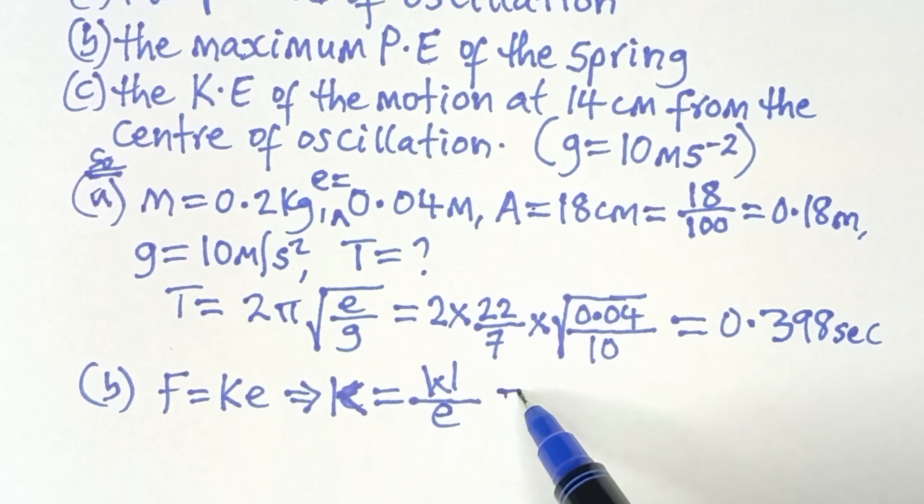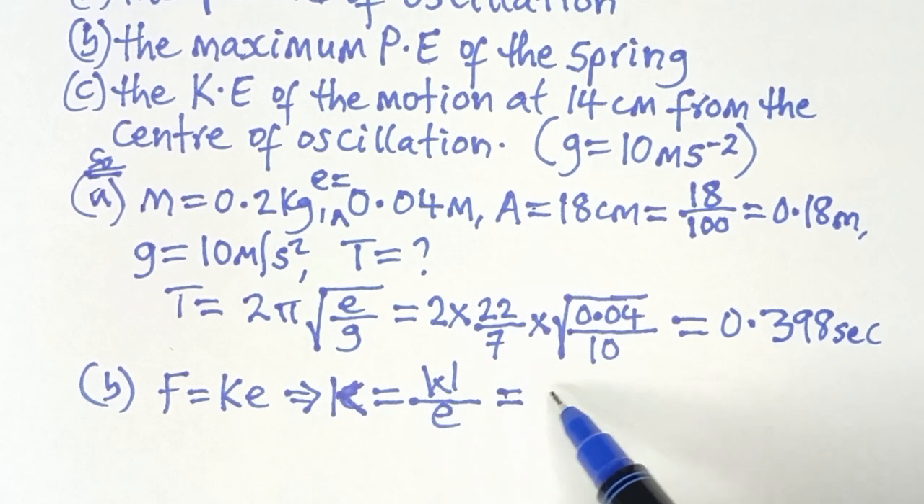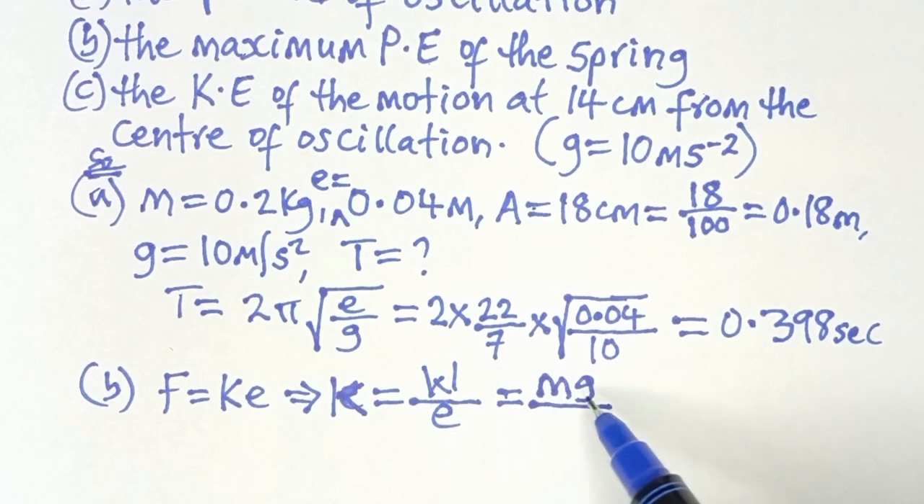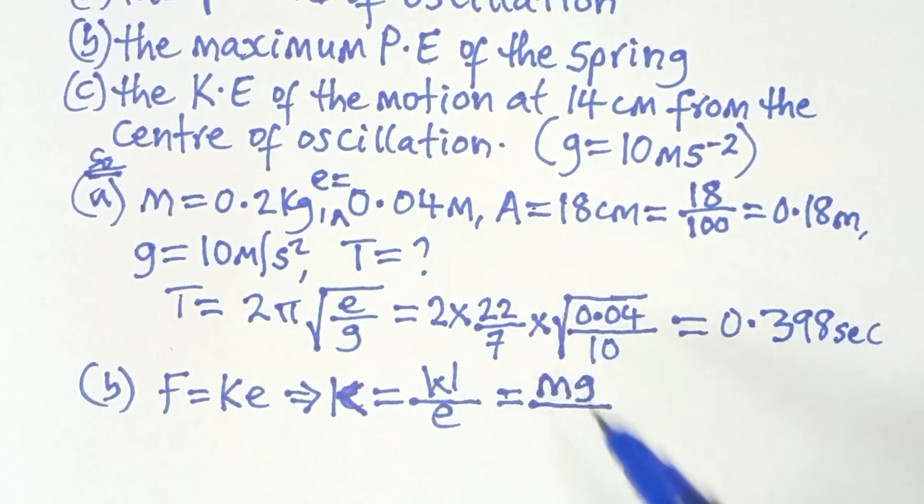So now, let's go on. The value of the weight is mg. Don't forget, the weight of a body is the mass times acceleration due to gravity. This weight is equal to this. When you are converting mass to weight, you simply multiply by acceleration due to gravity. And then the extension is given to us there as 0.04.